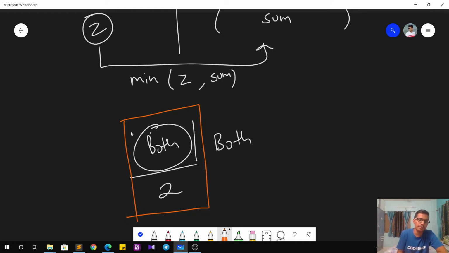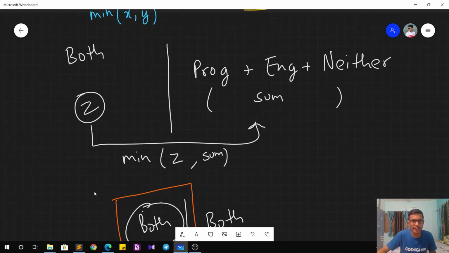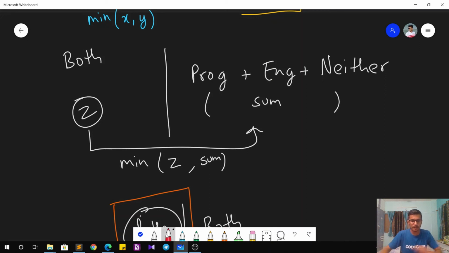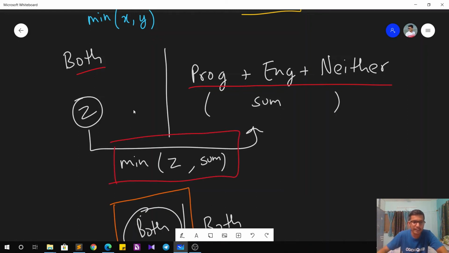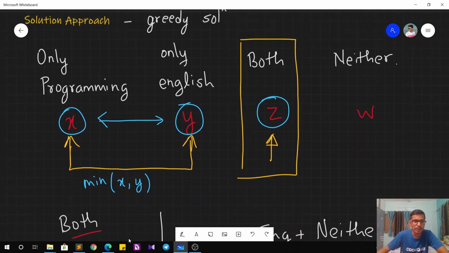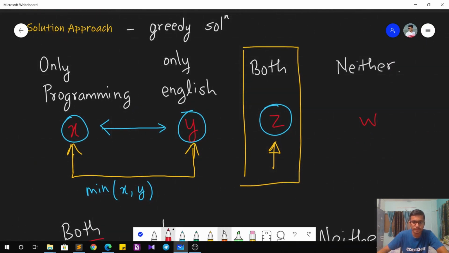That is, both the people in the team know both English and programming. Before that, we paired the people knowing both with any other people. It does not matter whom we pair with. That is also one contribution that we have in our answer. And in the very beginning, we paired the people knowing only programming with only English.